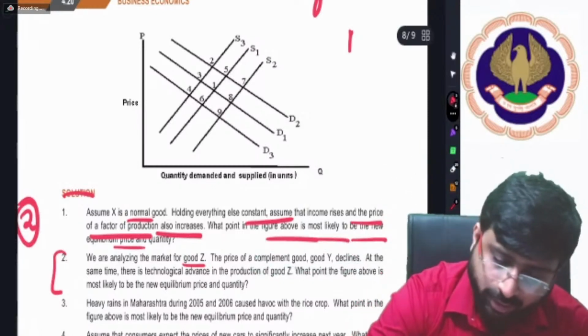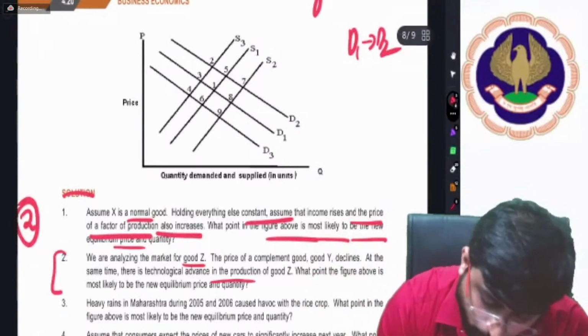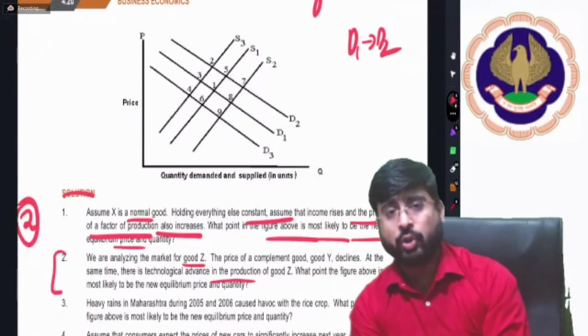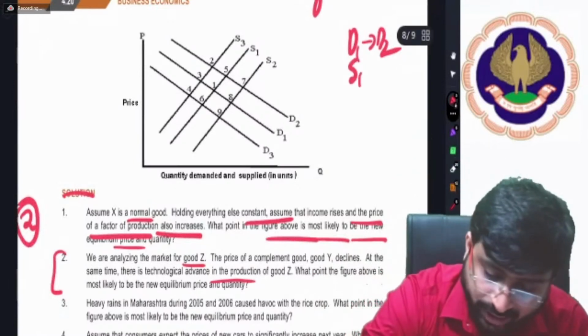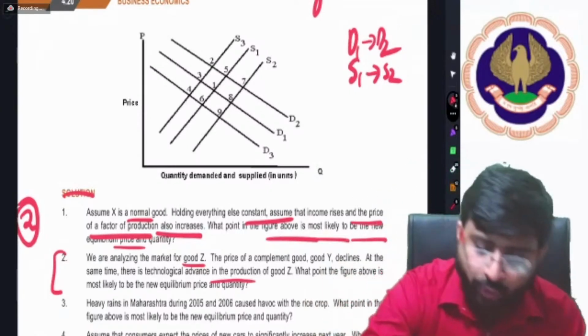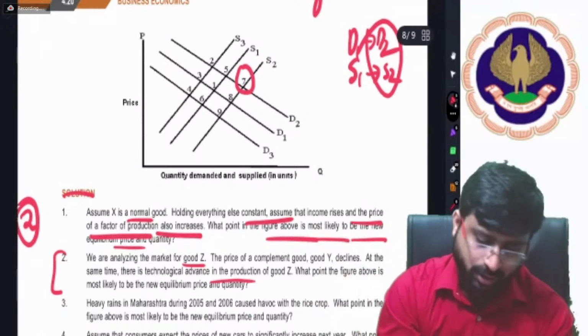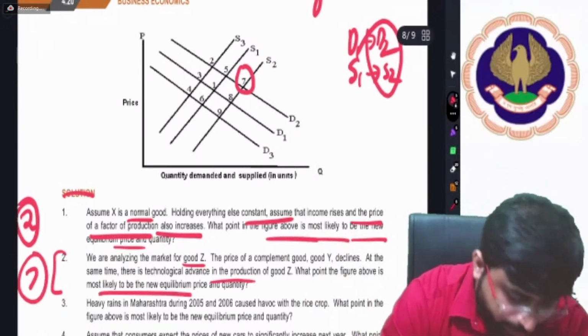So again, we will shift from D1 to D2. At the same time, technological advancement, wow, new technology has come. So supply will increase. The supply curve will move from S1 to S2, that is rightward. Now you have to find out where D2 and S2 are meeting. D2 and S2 are meeting at point 7. So the answer will be point number 7.